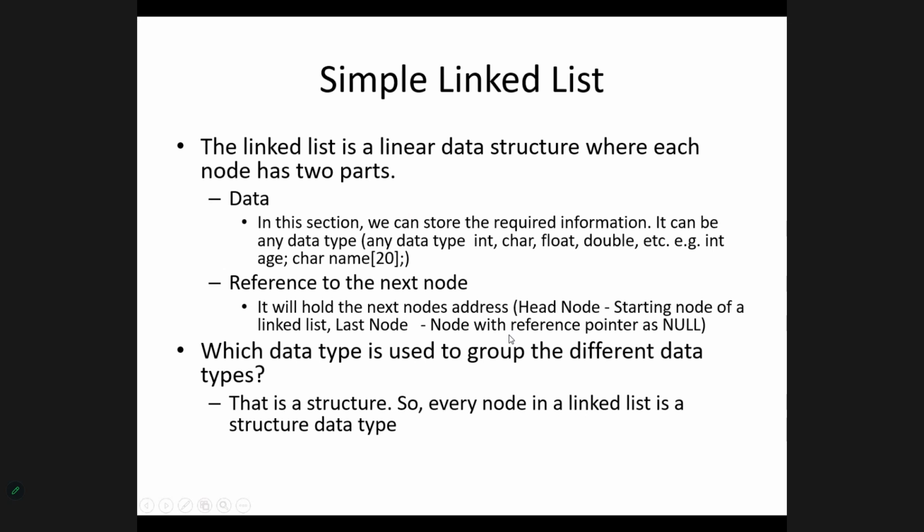So last time we started with the simple linked list, also called a singly linked list, right? So as I said earlier, one container has two compartments, one for data, right? In this section we can store the required information. All the required information will be stored in this data component, right? So it can be any data type.